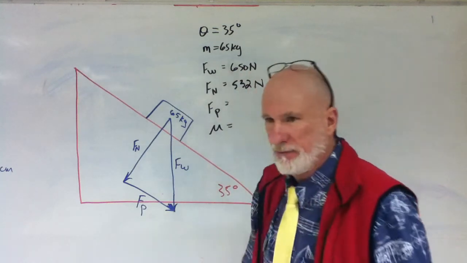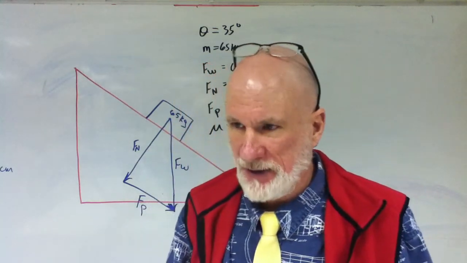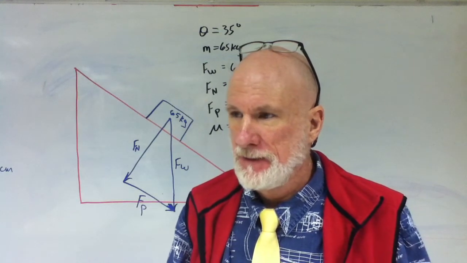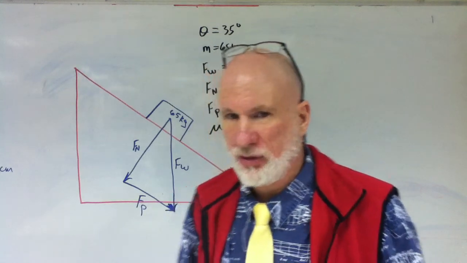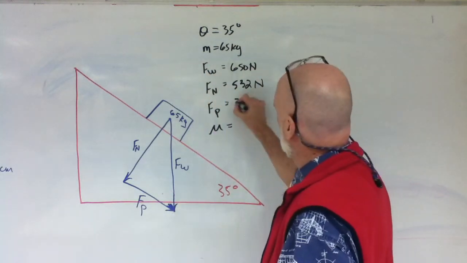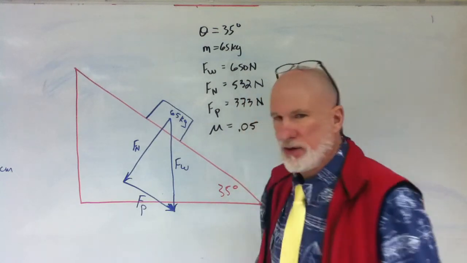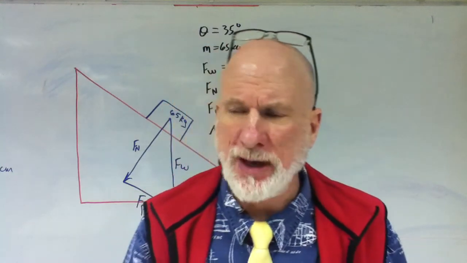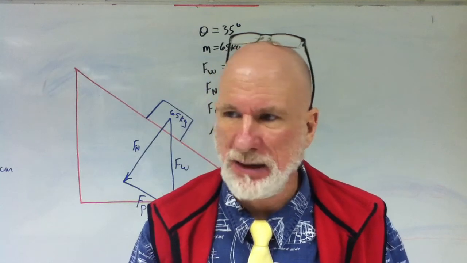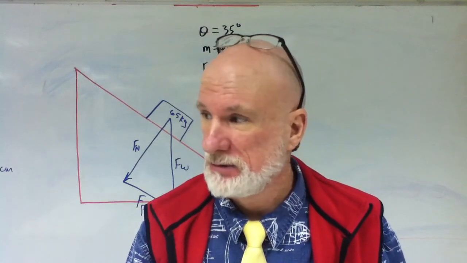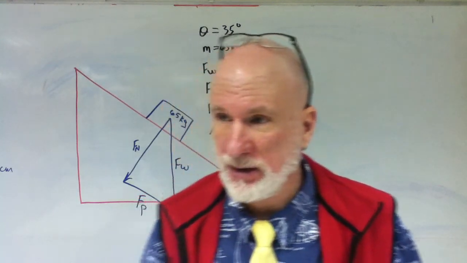What's FP? 650 sine 35? Do we have a verification on that? 372, but rounded up is 373. Okay, rounded. And this is what we're given, this 0.05. Anything under 0.1 is pretty slippery. Think of snow, going skiing, depending on the skis you wear. The coefficient of friction can be pretty low.